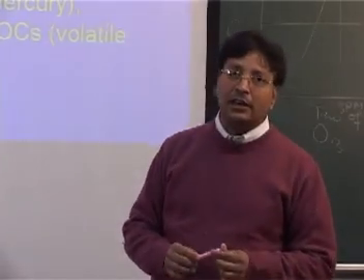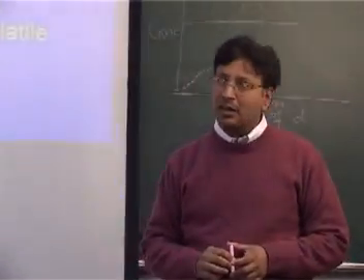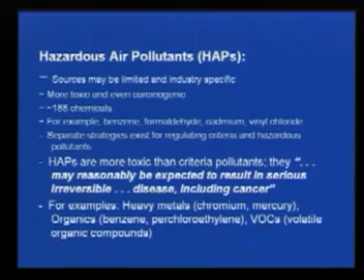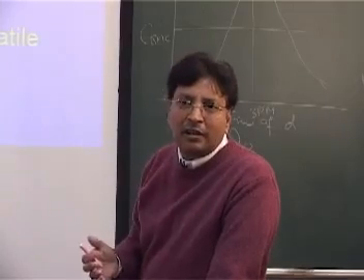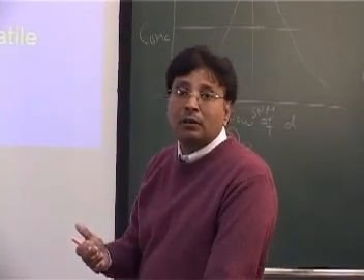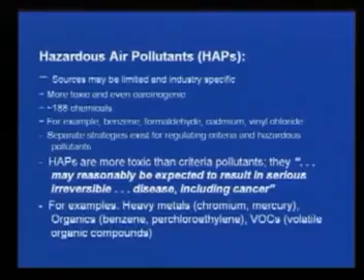There is another category called HAPs, hazardous air pollutants. Their sources may be limited to certain areas. You go to a refinery, then you can find a lot of organic compounds. They are more toxic and carcinogenic. About 188 such chemicals have been identified. To give a little example, benzene, formaldehyde, cadmium, and there are all kinds of things.